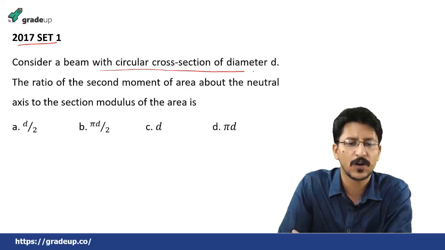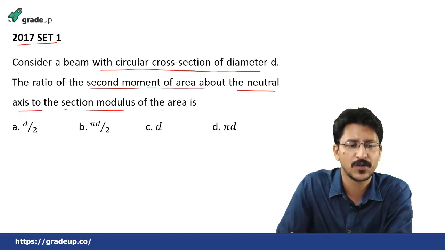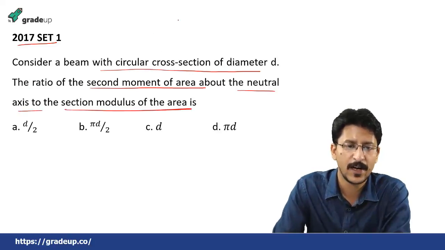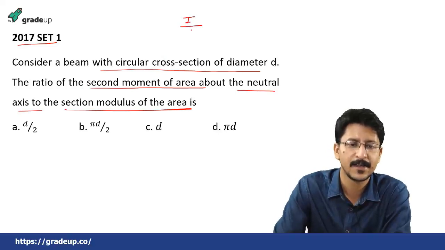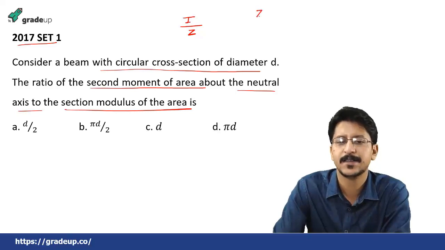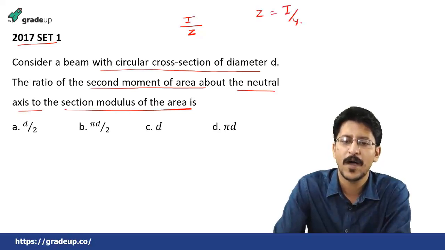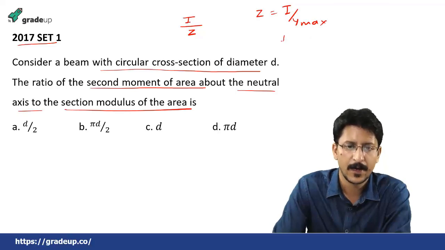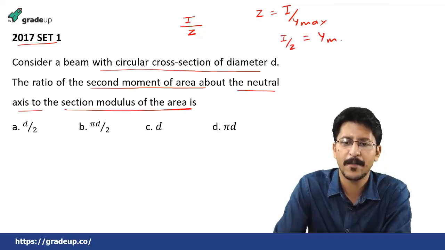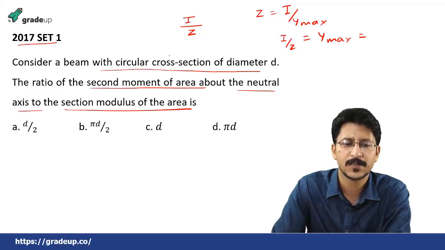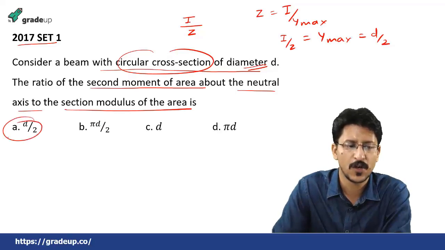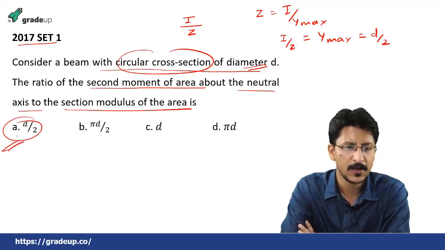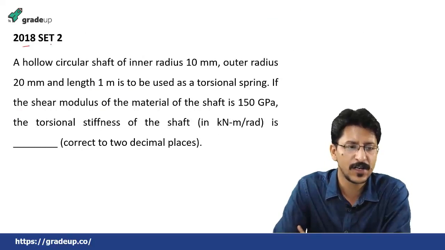Consider a beam with a circular cross section of diameter d. The ratio of second moment of area about the neutral axis to the section modulus of the area is... It is asking you about I by Z. You know that Z is equal to I by Y max, and it is asking you the ratio of I by Z, that is equal to Y max, and Y max is nothing but, for the circular cross section of diameter d, d by 2. So the correct option is option A, d by 2. Very simple question. Next question, GATE 2018 set 2.